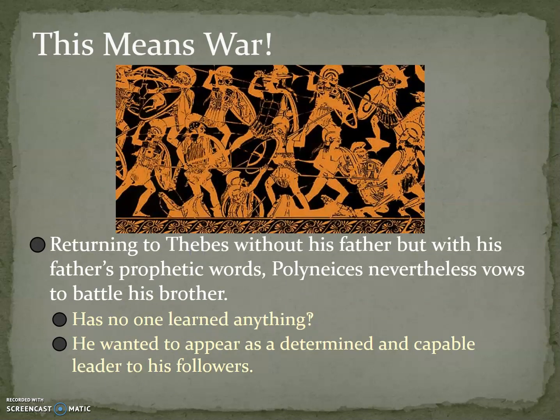So, returning to Thebes without his father, but with his father's prophetic words, Polynices nevertheless vows to battle his brother. Part of that is because he wants to appear as a determined and capable leader to his father. So you're noticing an ongoing trend in the character of these folks in the House of Cadmus, including even Creon, but we're also going to see it in Antigone when we get to her.